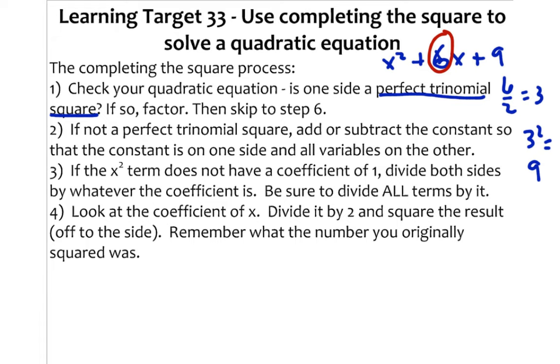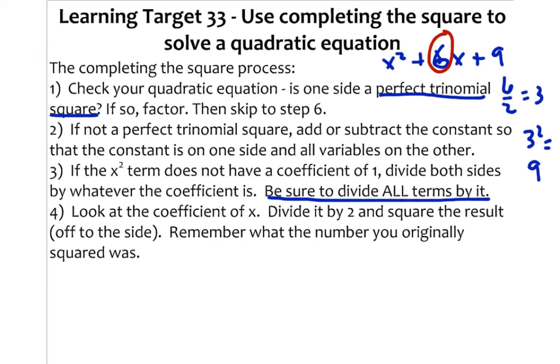This third step we are not going to use in this particular slide, but if for some reason you have like 2x squared or 3x squared, you have to divide both sides by that coefficient because you want to have 1x squared. Very important to make sure you get all those terms and divide it by that. We do want to leave those in fraction form. It will be easier to square and add.